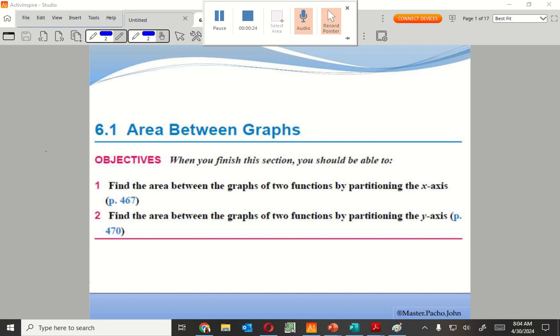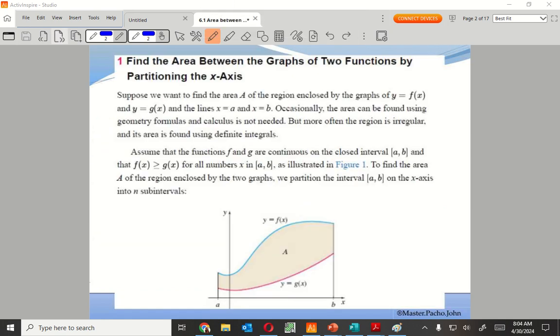Good. All right. We have 3 lessons left to finish. Area between graphs. Now we're going to find the area in between 2 graphs, or given bounded areas to go along with that. Instead of just finding regular area, it's going to make it weird. So, finding the area between the graphs of 2 functions by partitioning the x-axis.